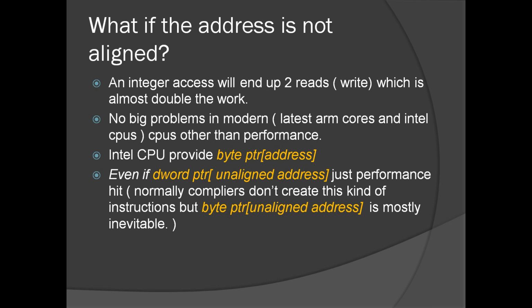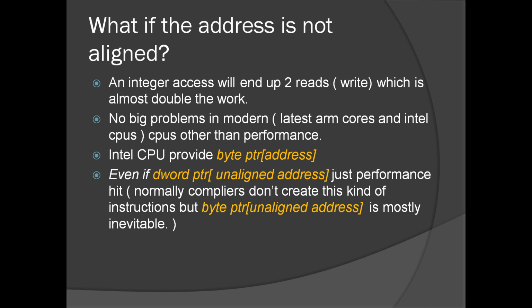Now what is the problem if we don't give aligned addresses, misaligned addresses? So as we discussed, integer access will take up to 2 reads, which is almost double the work. It may take twice the amount of time. So it's all about performance. In olden days, CPUs used to give problems. Some kernels like Unix used to terminate the applications in olden days, but nowadays CPU handles it. So it's all about performance.